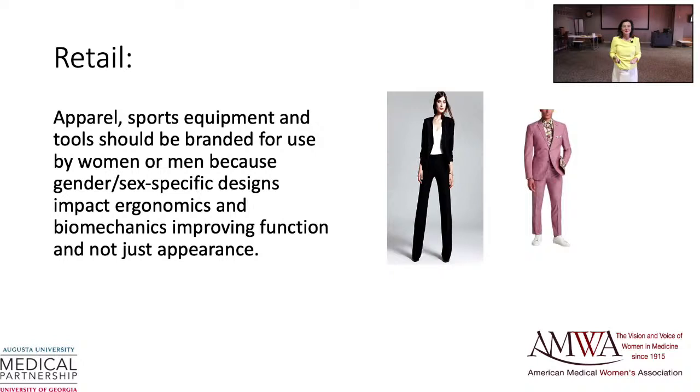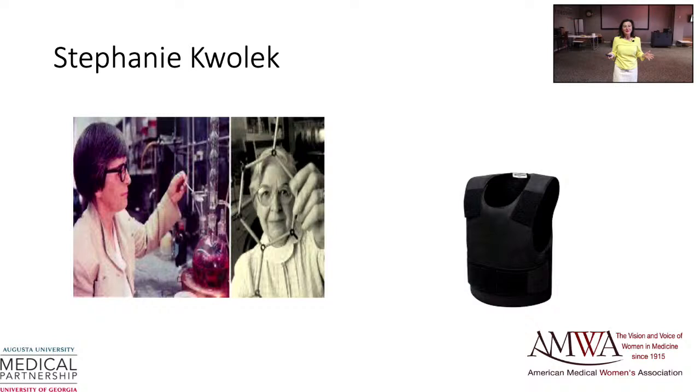So I have to tell you about Stephanie Kwolek. Stephanie Kwolek was a Polish immigrant who, in the 1960s, was working in polymer chemistry and developed Kevlar. Kevlar, the stuff for bulletproof vests, right? Saved millions of lives. Stephanie Kwolek develops Kevlar, is able to create a bulletproof vest. But it wasn't until 2012 that the bulletproof vest design was made to incorporate the curves of a woman's body.